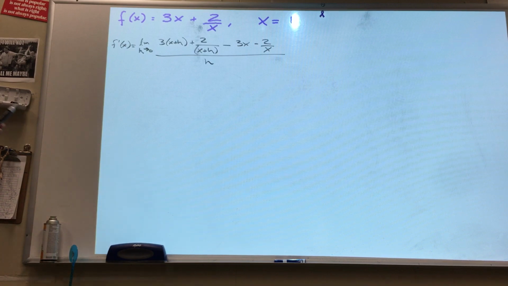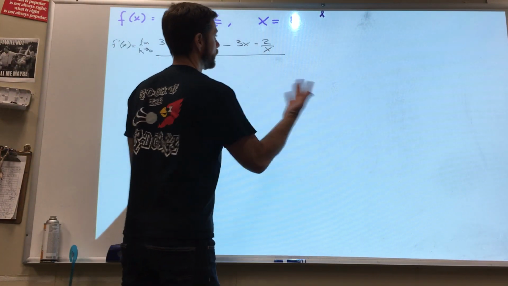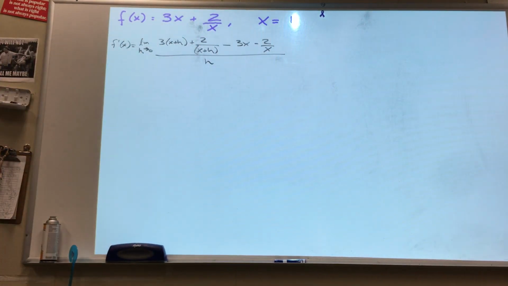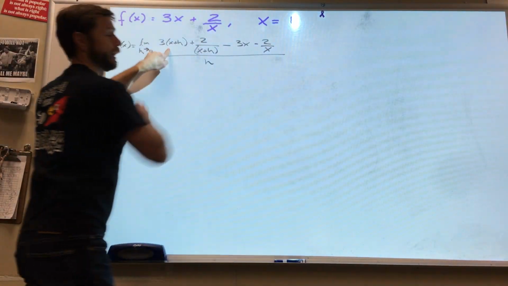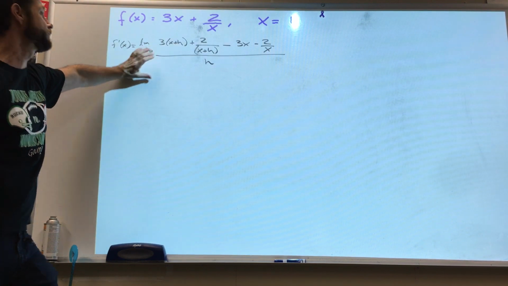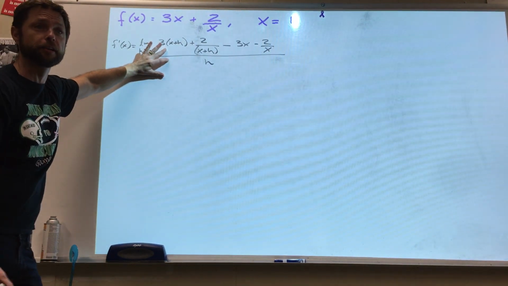Now, from every limit problem we've done, we've got a situation where we need to flatten that fraction. It's going to be easier than yesterday because once we flatten that, we don't need to do the multiplying by the conjugate.